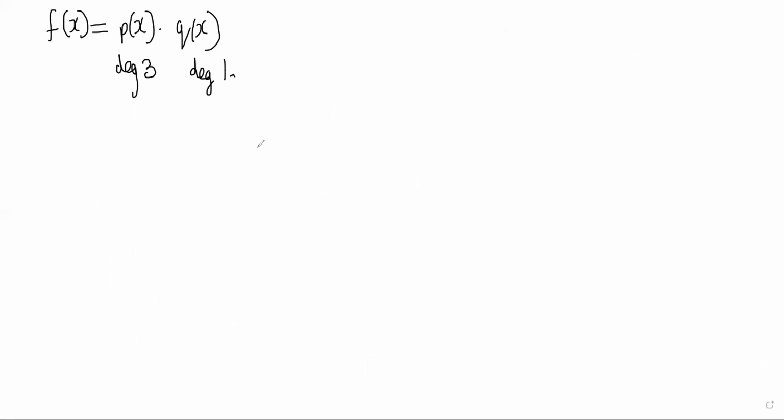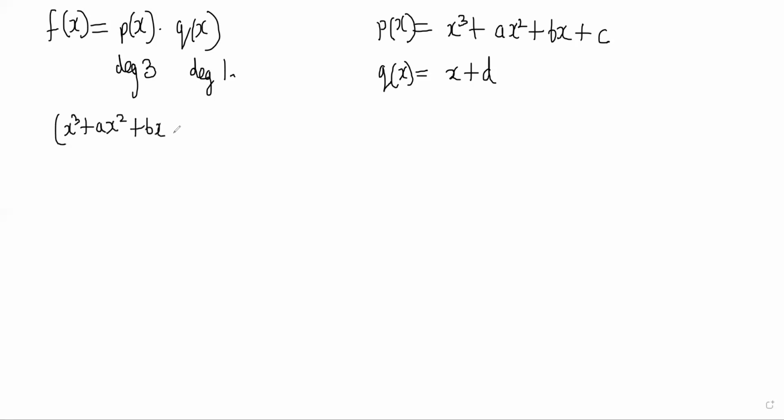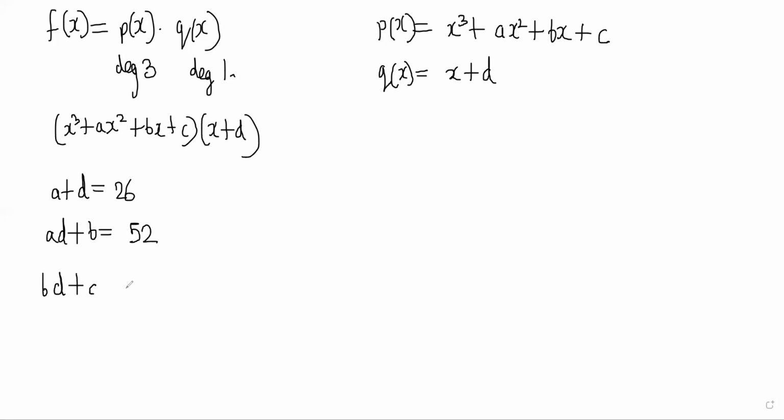Correct. So the degree 3 polynomial you can take as x cube plus ax square plus bx plus c, right? And q(x) can be taken as x plus d, right? When you multiply these together, again you will get a set of equations that must be true if it is equal to f(x). The first term we don't care. The x cube term, you will get a plus d should be equal to 26. The x square term, you'll get ad plus b is equal to 52, right? The x term would be bd plus c is equal to 78, and finally cd should be equal to 13 into 3 square into 17.